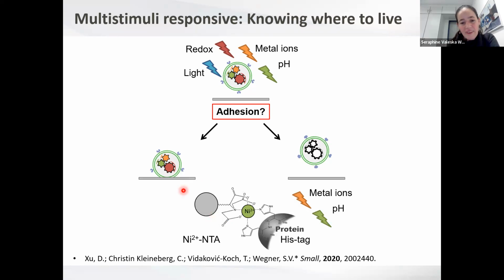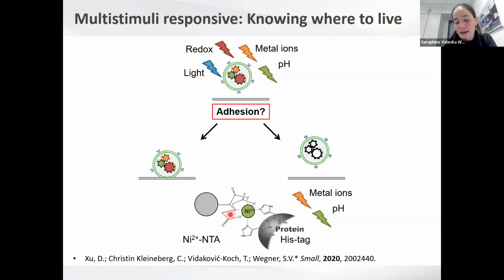Moreover, we also can use our functionalization chemistry to introduce further sensitivities. And in most of our work, we use the interaction between the his tag of our protein and NTA functionalities to immobilize these proteins on the surfaces of our synthetic cells.